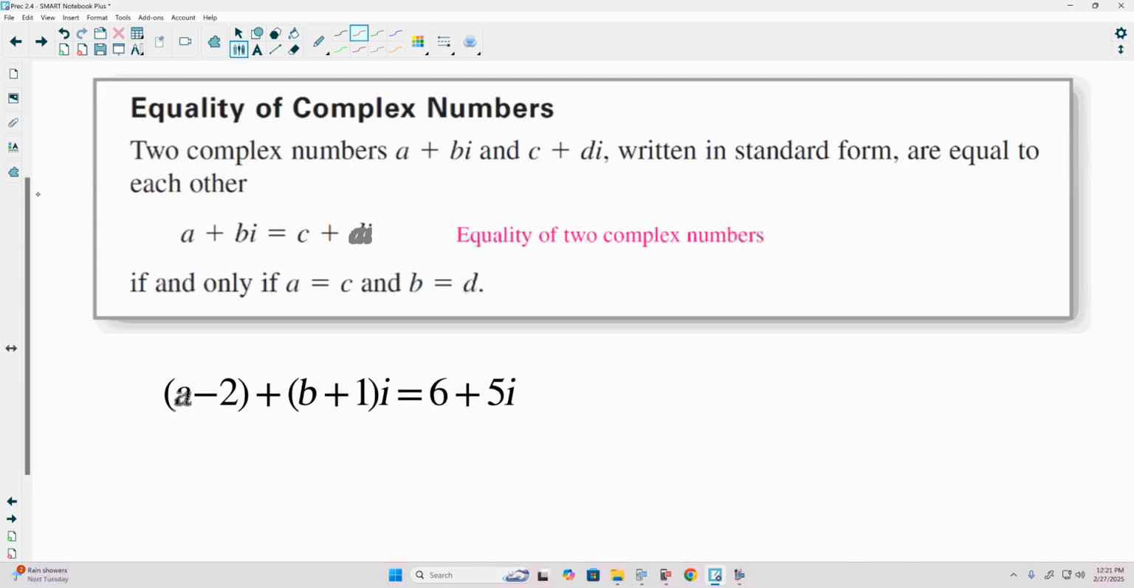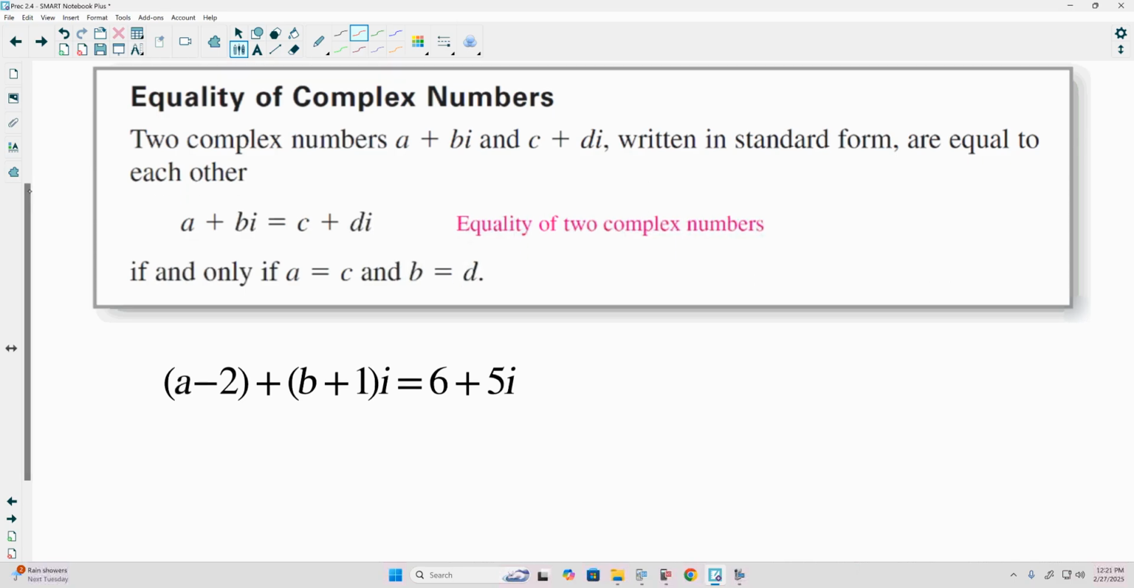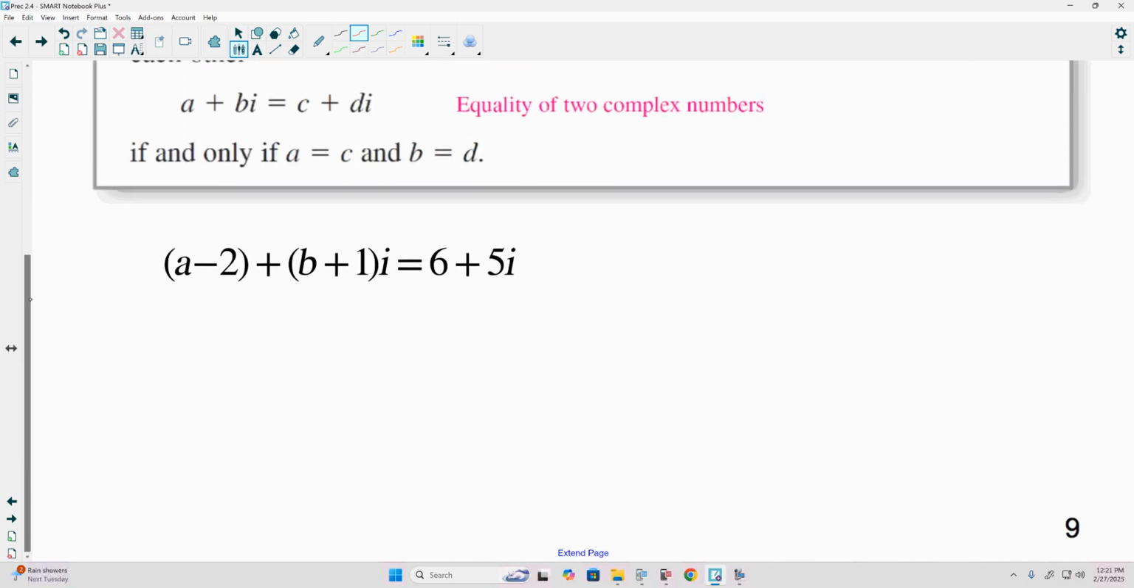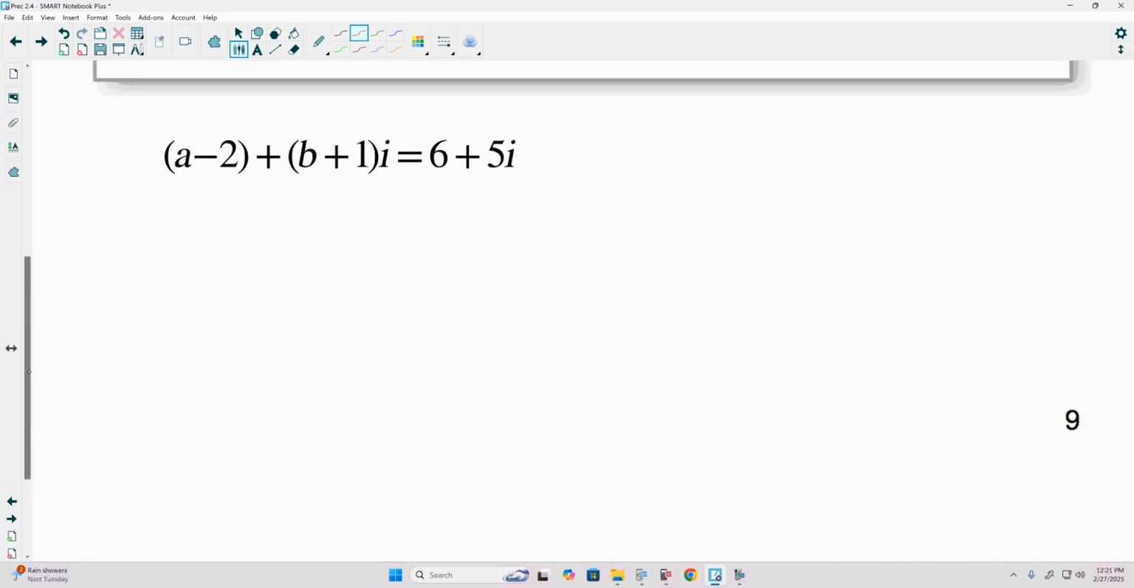So two complex numbers, a plus bi and c plus di, when written in standard form, are equal to each other when a is equal to c and b is equal to d. And really, we can figure out what a and b's values are from any given equation. So if we're looking at this here, a minus 2 is our real part, and it's going to match up to our 6.